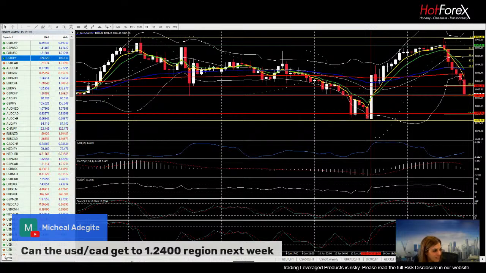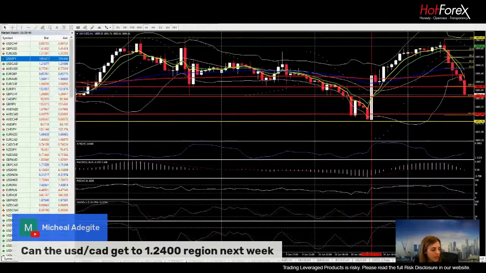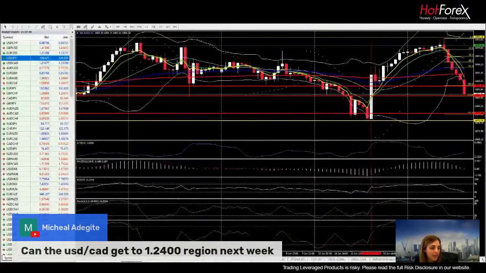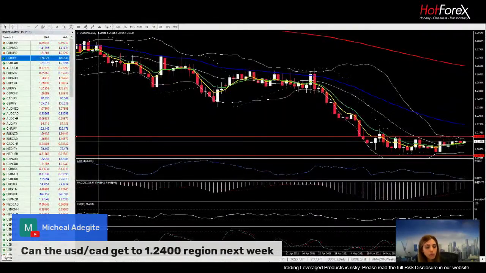Remember, we cannot predict the future. We are trying to limit the risk and to have the possibility on our side. The 124 that you have just mentioned means literally 3,300 pips higher.